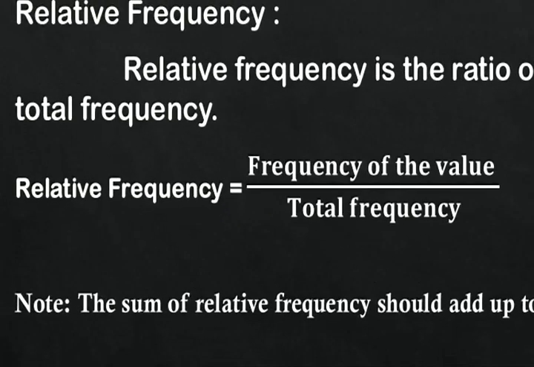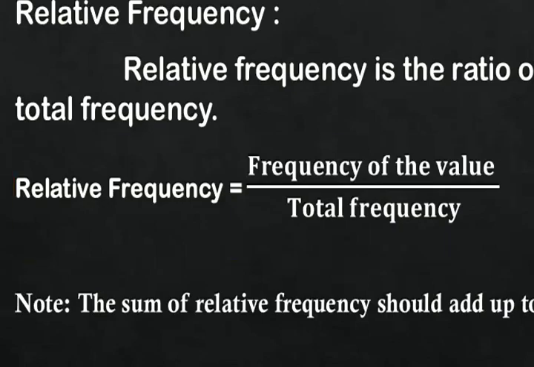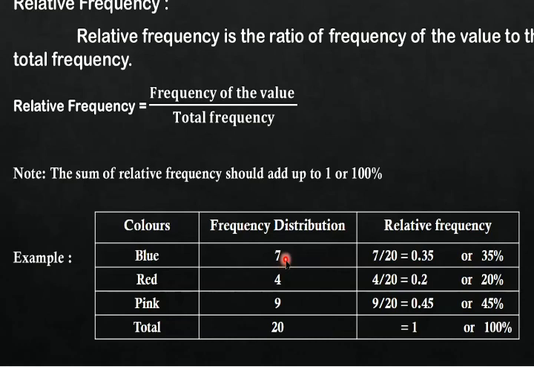To find the relative frequency, we divide each frequency value by the total frequency. The first one, blue, repeats 7 times. So in the relative frequency table, 7 divided by the total frequency 20 is 0.35. Next, 4 divided by 20 is 0.2. Next, 9 divided by 20 is 0.45.